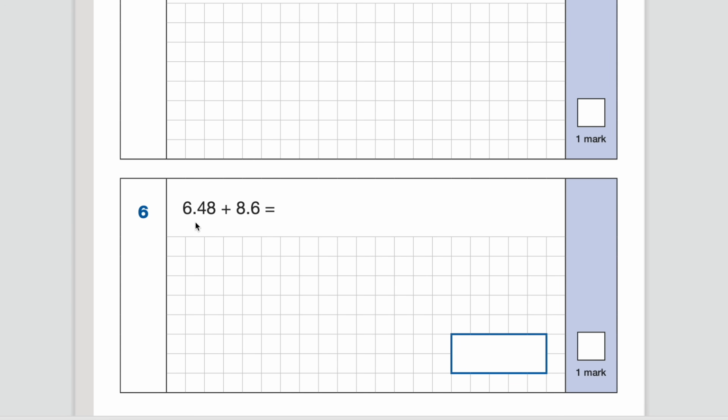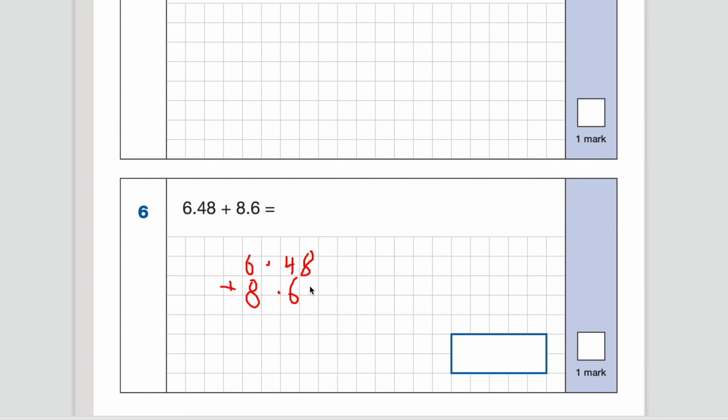Number 6, 6.48 plus 8.6. We might need to do a bit of working out here, so I'm just going to lay my numbers out like this. 6.48 plus 8.6. Now, what they're trying to do is catch you out here with your place value.